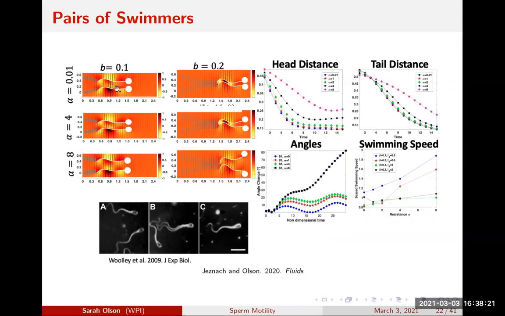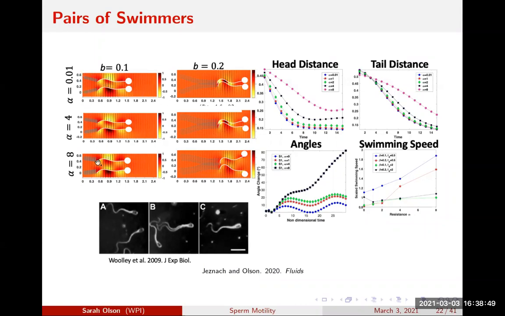So for two swimmers at low alpha or in Stokes, depending on the amplitude of the beat form, so this is lower amplitude, higher amplitude, you can get two swimmers. For lower alphas or for Stokes, you'll get two swimmers that will attract, as I showed before, with or without this cell body. The dynamics of how they attract become a little bit different.